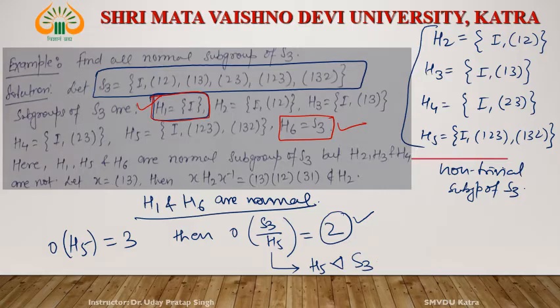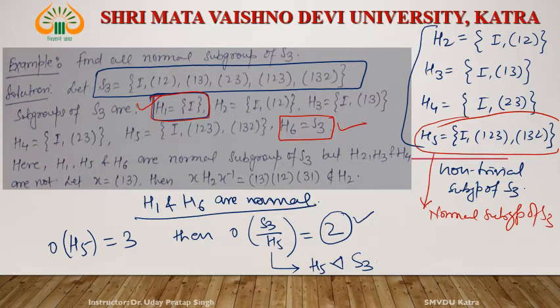It means this H5 is a normal subgroup of S3. Okay. Now check whether H2, H3, H4 are normal or not. Evaluate only one. See, consider H2.